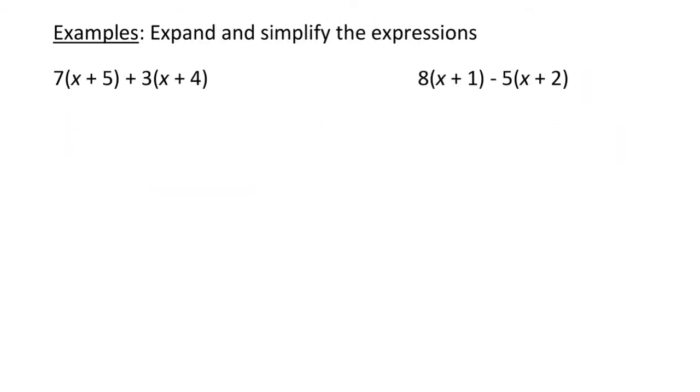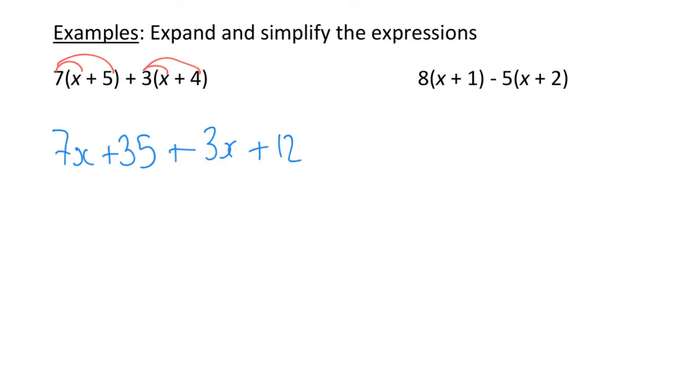Our next set of examples: expand and simplify these expressions. So we've got 2 sets of brackets in each of these, and we're going to treat them separately and then add or subtract them depending on what they are. So here we've got 7 multiplied by x and 7 multiplied by 5. So 7 times x is 7x, and 7 times 5 is 35. And then we're adding on 3 lots of x and 3 lots of 4. So we're adding on 3x plus 12.